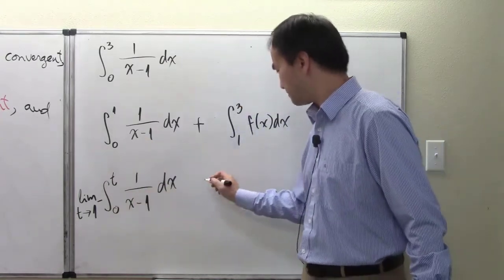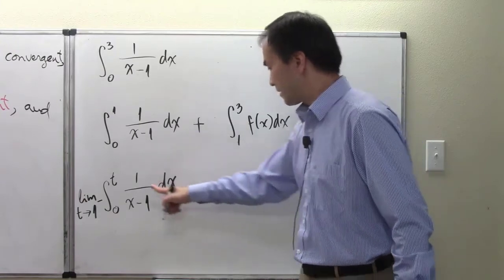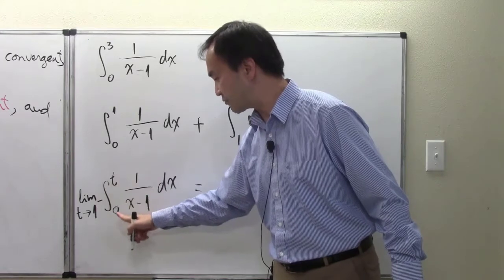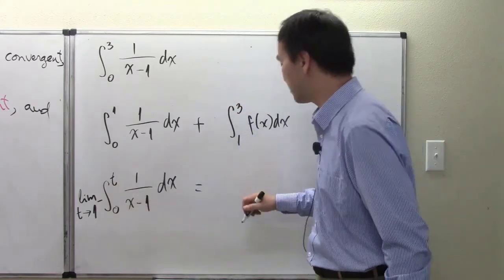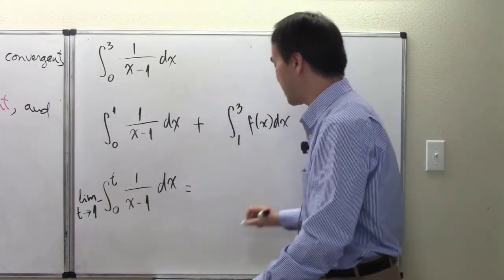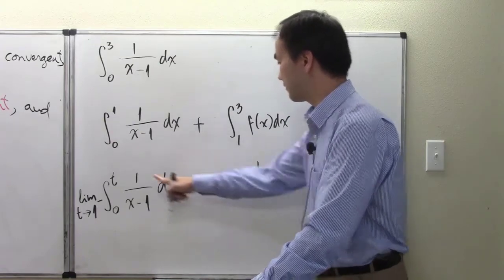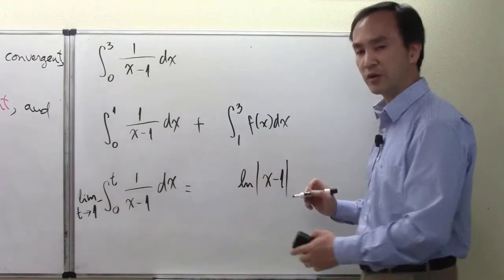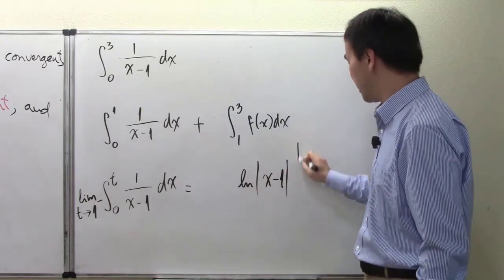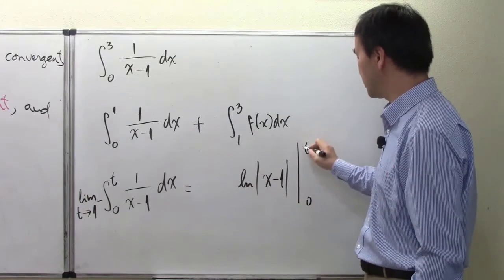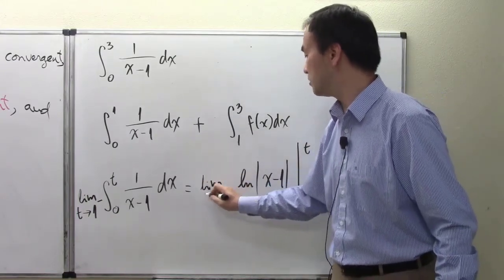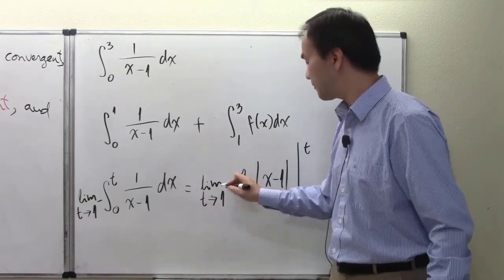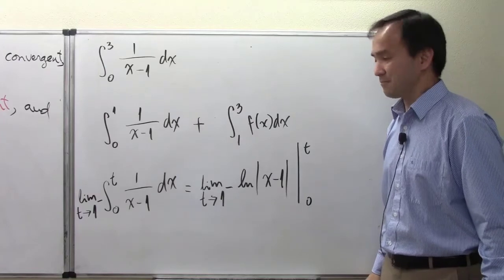All right, so seeing this now as a definite integral with an arbitrary upper limit t, from 0 to t, I'm using the fundamental theorem of calculus, which says I can take the antiderivative of the function, which gives me the natural log of the absolute value of x minus 1. And then I'm going to evaluate that from 0 to t, but then I will take the limit as t approaches 1 from the left-hand side.